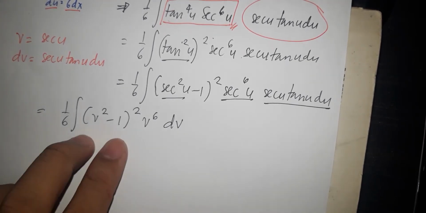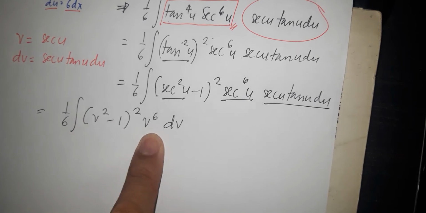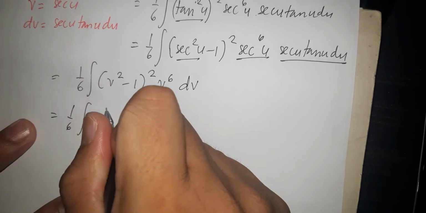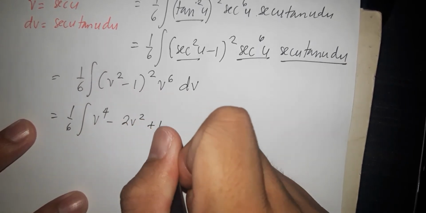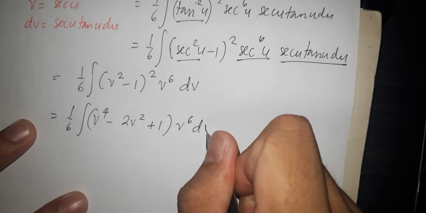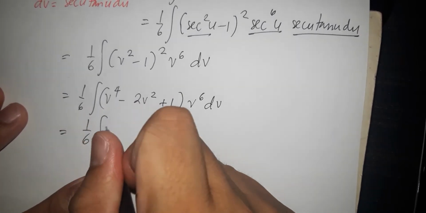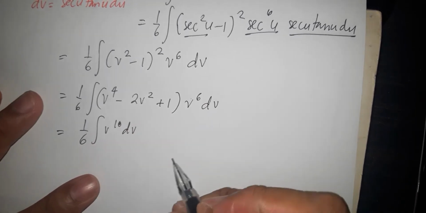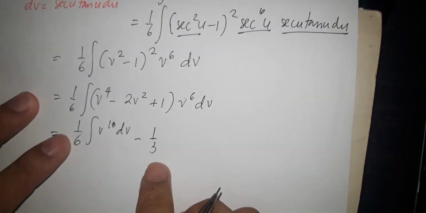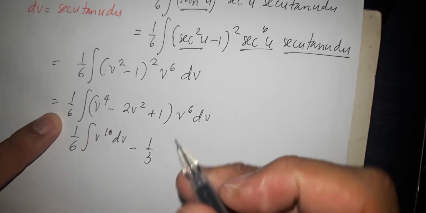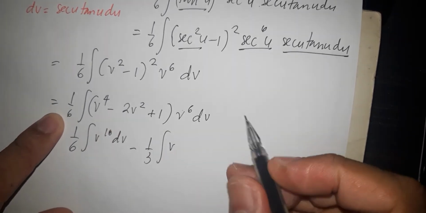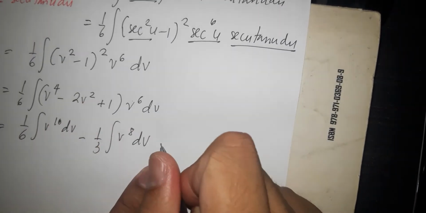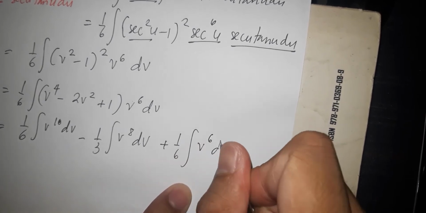So, all I need to do is to expand and then distribute this v to the 6 in each of the terms inside the parenthesis. So, magiging 1 over 6, that's v to the 4th minus v squared plus 1, times v to the 6 dv. 1 over 6 integral of v to the 10 dv, that's v to the 4th times v to the 6 is v to the 10. Minus 1/3 because 1 over 6 times 2 is 1/3, integral of v to the 8 dv. So that's v squared and v to the 6 is v to the 8, plus 1 over 6 integral of v to the 6 dv.